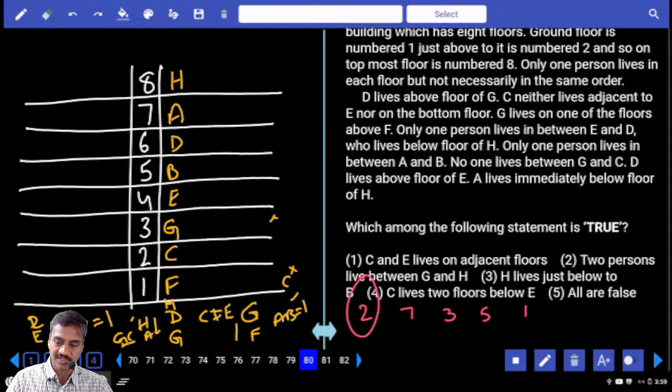Then coming to 80, which among the following statements is true? C and E live on adjacent floors, that is false. Two persons in between G and H, that's again false. H lives below B, H is below this B, that's again false. And C lives 2 floors below E, that is definitely true. Choice 4, question number 80.